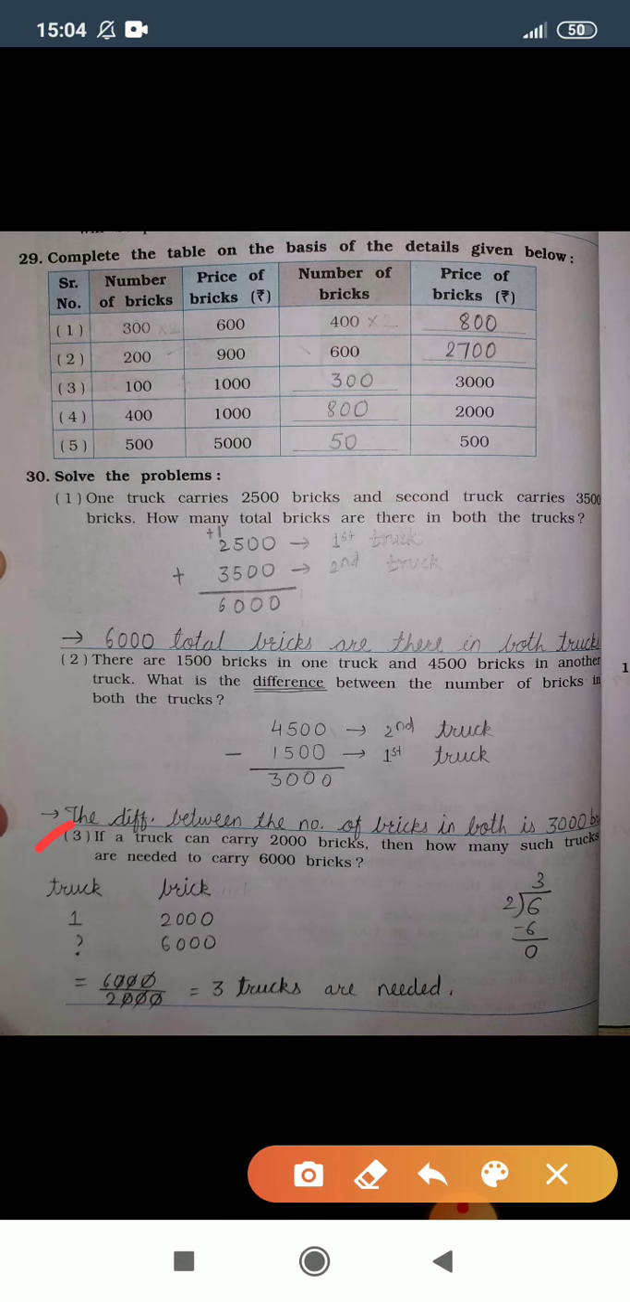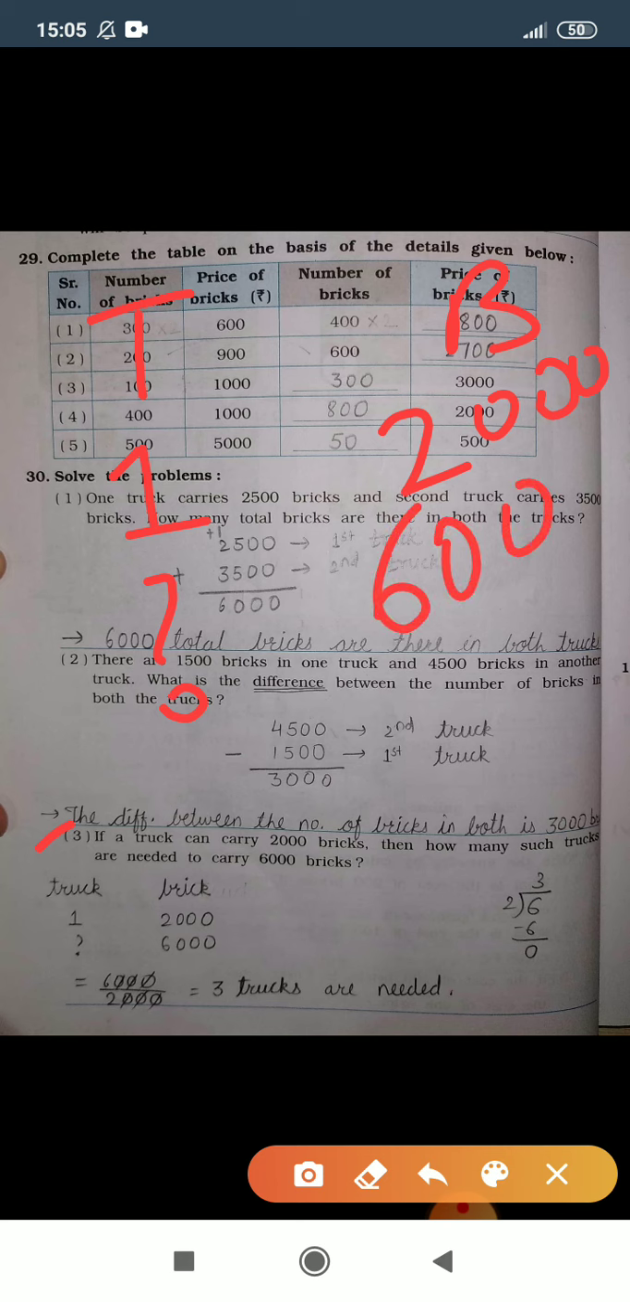Let's see question number 3. If a truck can carry 2000 bricks, then how many such trucks are needed to carry 6000 bricks? Again here truck and brick is given. A truck means one truck can carry 2000 bricks. Then how many such trucks? So truck question mark and carry 6000 bricks.